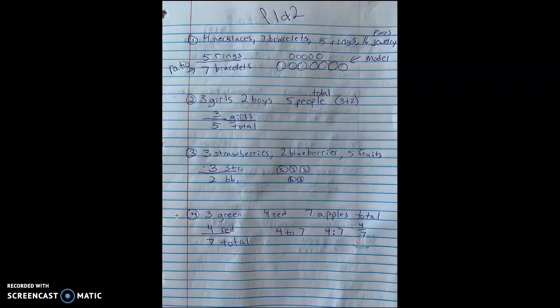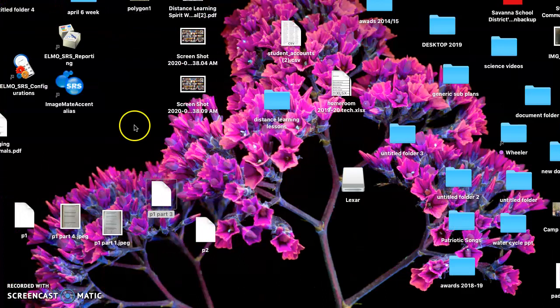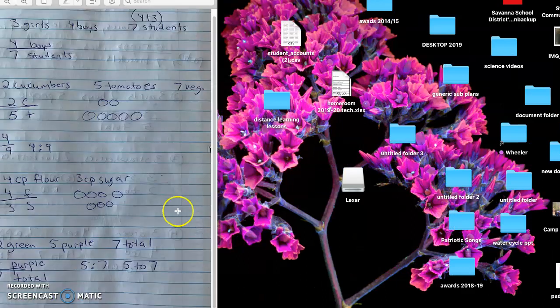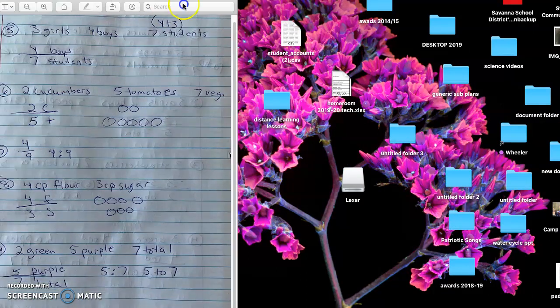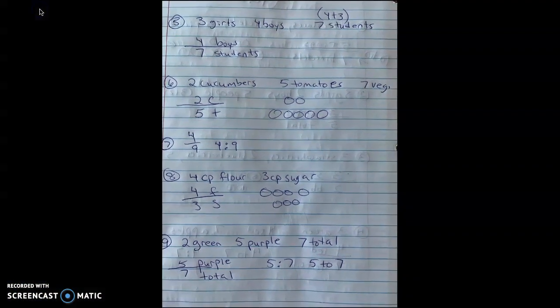Question number 4, we had 4 red apples, so 4 goes on top, 7 total because 3 plus 4 equals 7, so the 3 ways to write it are 4 to 7, 4 colon 7, or 4 over 7. Let's go to number 5. Okay, question number 5. Again, we have 3 girls, 4 boys, so we have 7 total. And it wants boys to total number of students, so 4 to 7 would be the correct ratio.